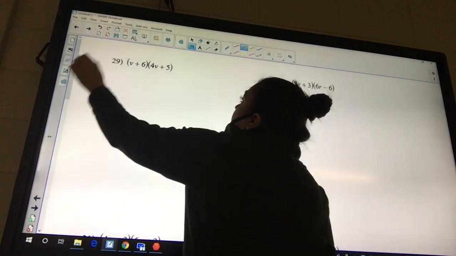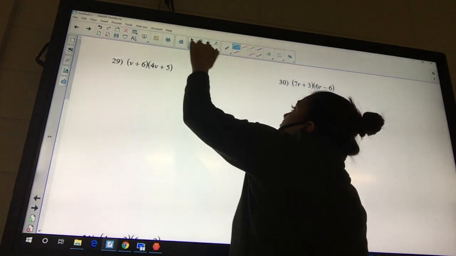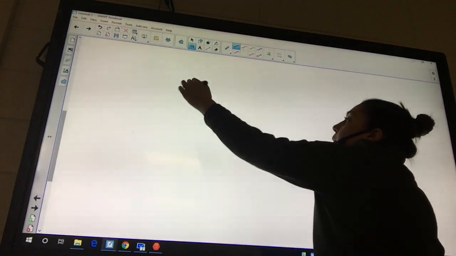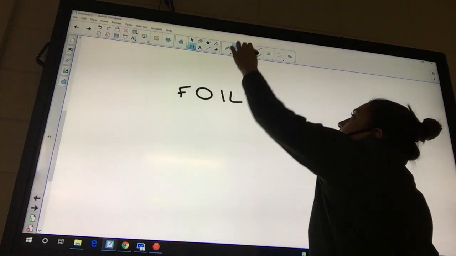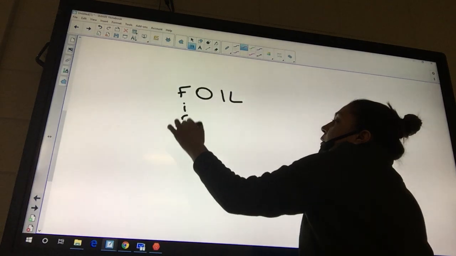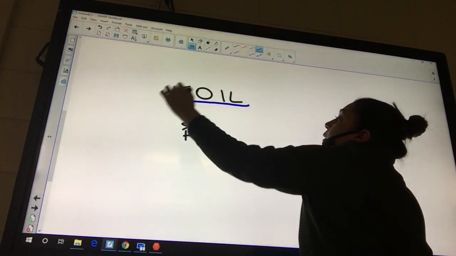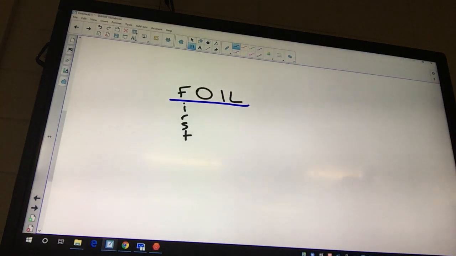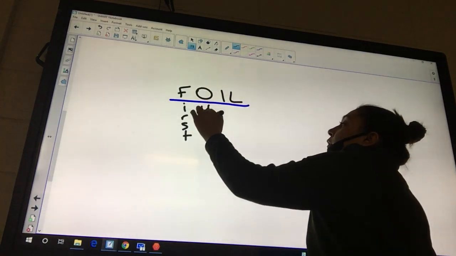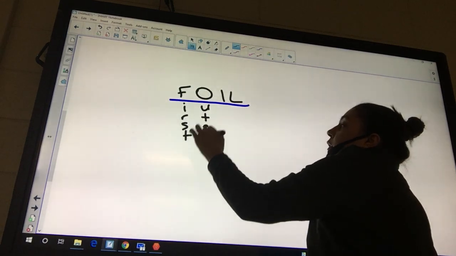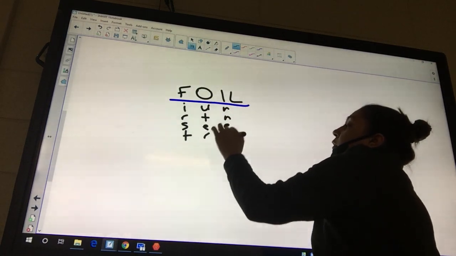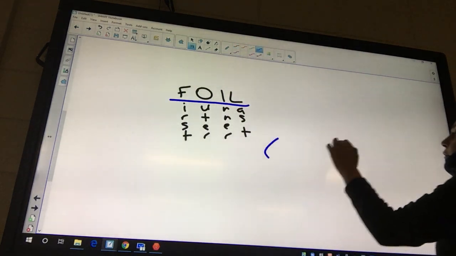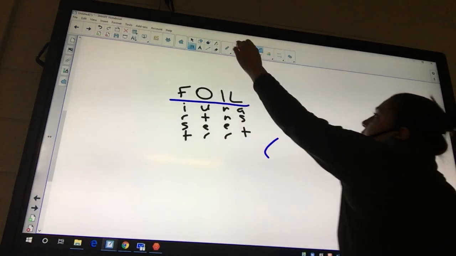Okay, the last page is FOIL. What does FOIL stand for? The first. What's the O? Outer. The inner. The last. Okay? Because you can use this on your test, I'm going to do notes for today and today only. Okay? Here goes the order.